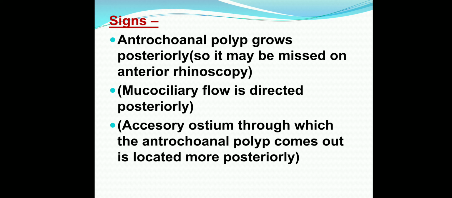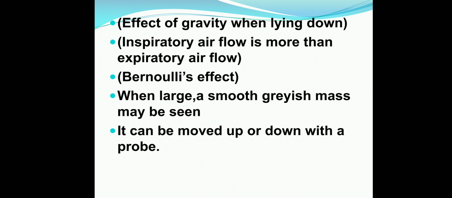What are the signs of antrochoanal polyp? Antrochoanal polyp grows posteriorly, so it may be missed on anterior rhinoscopy. Why does the antrochoanal polyp grow posteriorly? The reasons are: number 1, mucociliary flow is directed posteriorly. Number 2, the accessory ostium through which the antrochoanal polyp comes out is located more posteriorly. Number 3, effect of gravity when lying down.